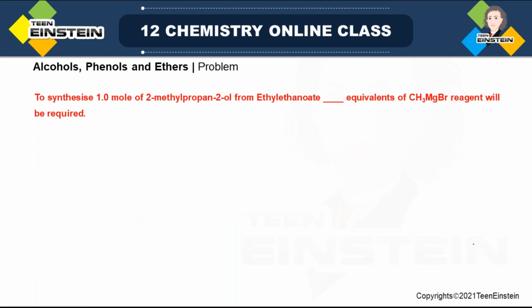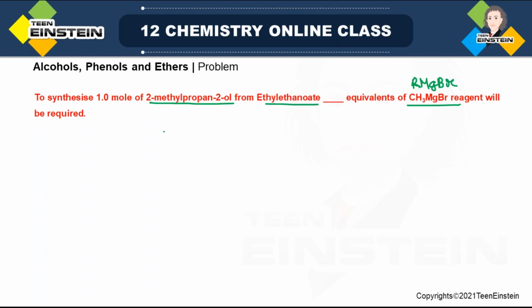One problem we will see which is related to this Grignard reagent. To synthesize 1 mole of 2-methyl propan-2-ol starting from ethyl ethanoate, how many equivalents of Grignard reagent will be required? This is an integer type of problem, it will be 1, 2, 3, whatever. So this is the Grignard reagent CH3MgBr. Here the R group is methyl.